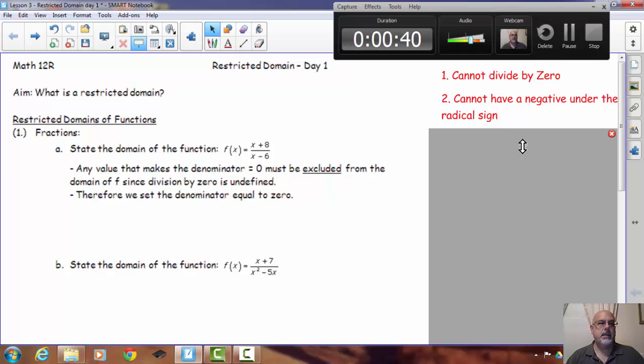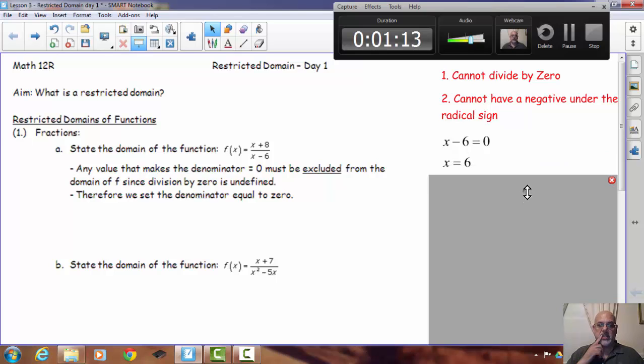So with that in mind, let's take a look at the first case that we have to look at with restricted domains. If we have a fraction, for instance, f of x equals x plus 8 over x minus 6, any value that makes the denominator 0 has to be excluded from the domain, since we can't divide by 0. So we take the denominator of x minus 6 and set it equal to 0. Then we solve that, and we find out that when x is 6, our denominator is 0. So we have to exclude that from the domain of the function.